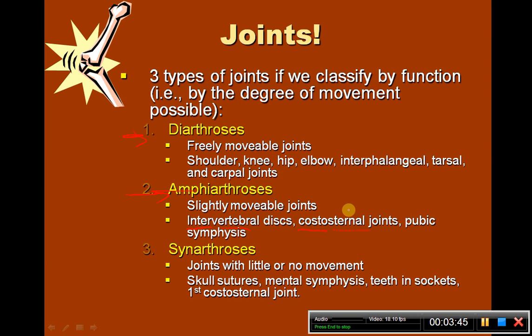All right, and then synarthrosis again, things aren't very mobile. Your teeth, are they very mobile? Can you wiggle them? If you grab a hold of them, you can wiggle them a little bit, right? So they have a little bit slight mobility, but for the most part, you don't want them wiggling around.